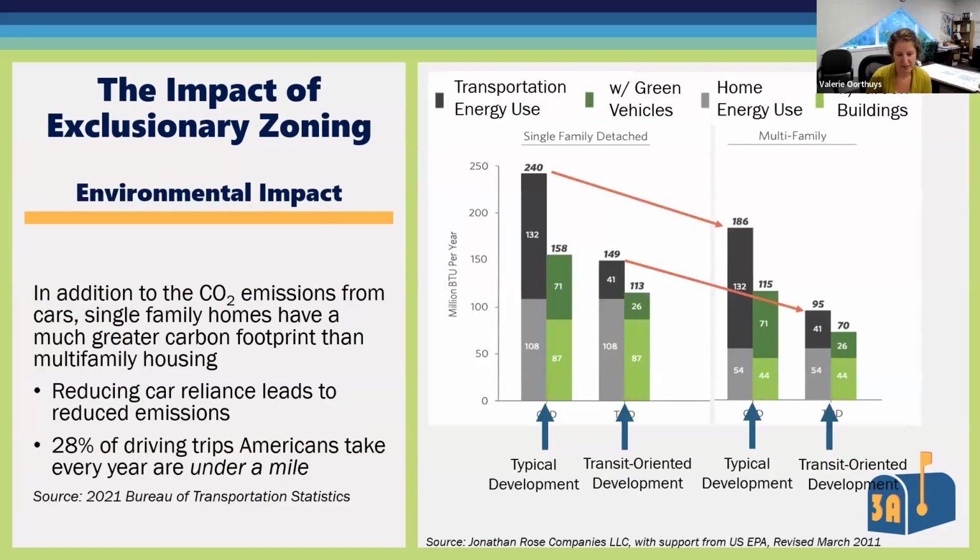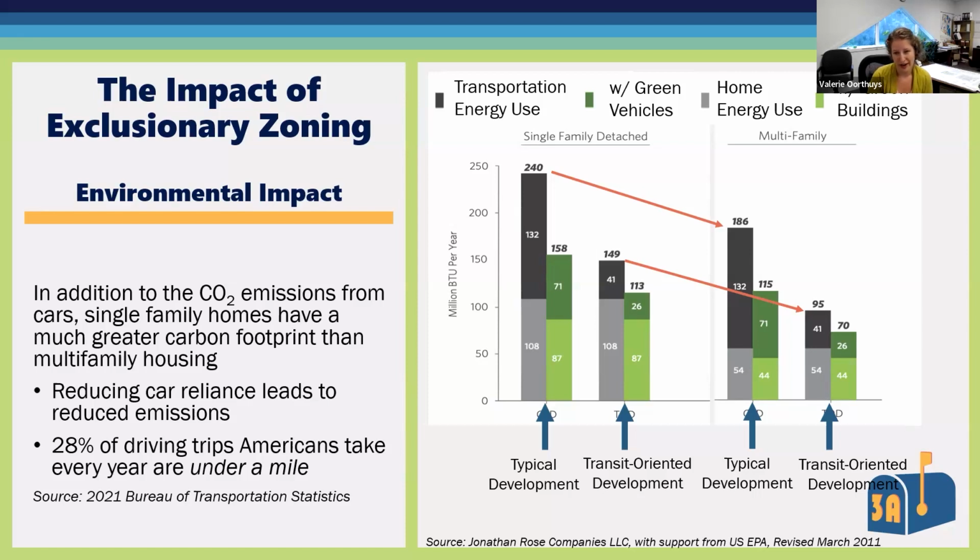We also know there's environmental impact with exclusionary zoning. Single family homes have a greater carbon footprint than multifamily housing. In this way, we're looking to better align our zoning with Stow's recently adopted climate action plan.